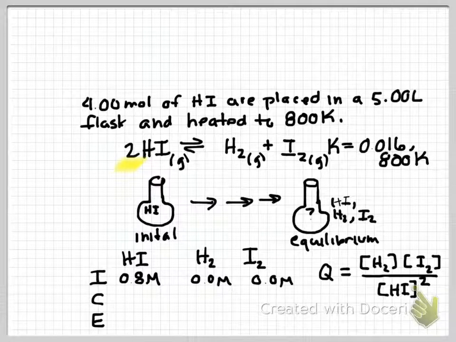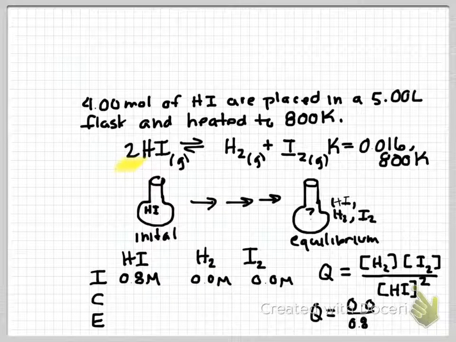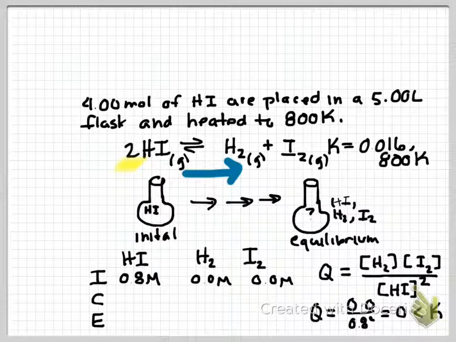The initial Q, so at the initial conditions, Q is going to equal 0, because my hydrogen is 0 times 0 over 0.8 squared, and that's just equal to 0, which is less than K. And what that means is the reaction is going to have to proceed to the products.